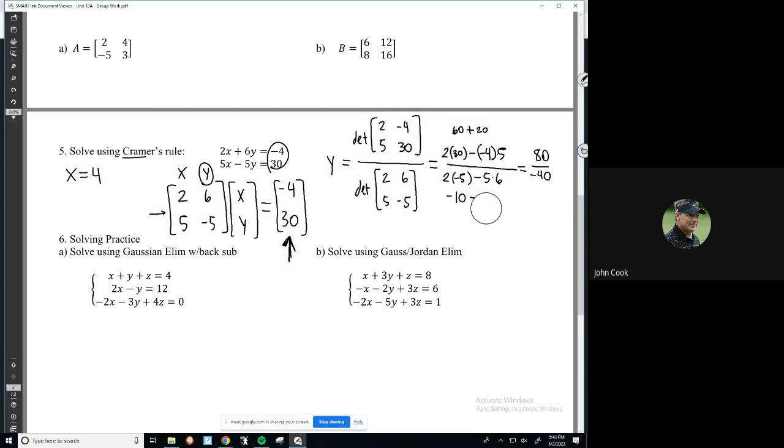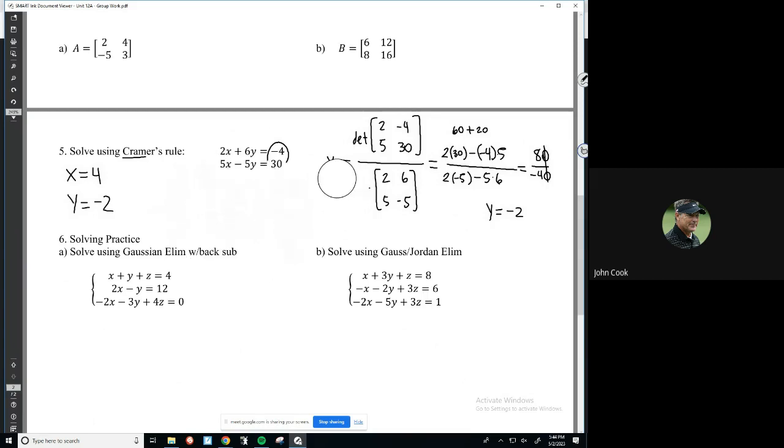Okay, so we've got 80 over -40. So the zeros at the end can cancel out. So my y value is going to be equal to -2, it looks like. So y equals -2.